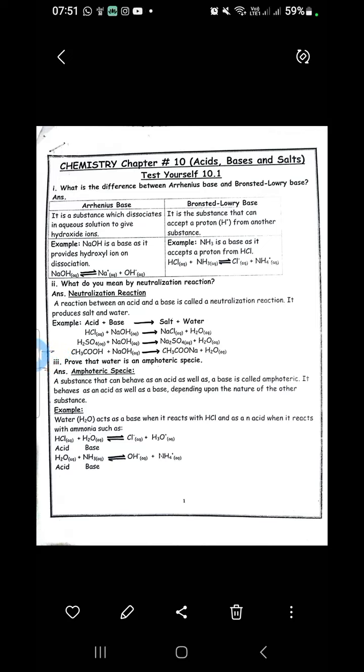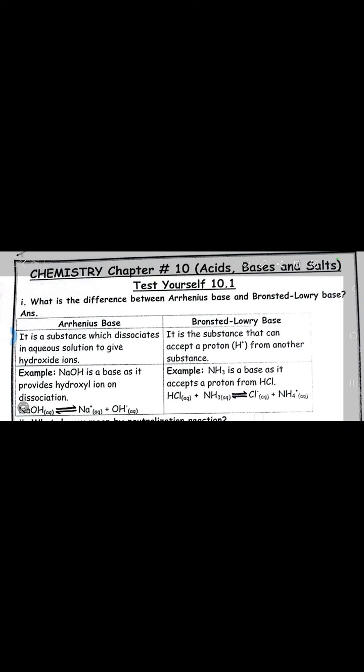We are going to discuss chapter number 10, Test Yourself 10.1. Question number 1 is, what's the difference between Arrhenius base and Bronsted-Lowry base? Arrhenius base, as you people know, is a substance which dissociates in aqueous solution to give hydroxide ion. Dissociates means breaks down. You can see in the example, sodium hydroxide is dissolved in water and it breaks down into sodium ion and hydroxide ion. As it is giving hydroxide ion, that is why it is termed as Arrhenius base.